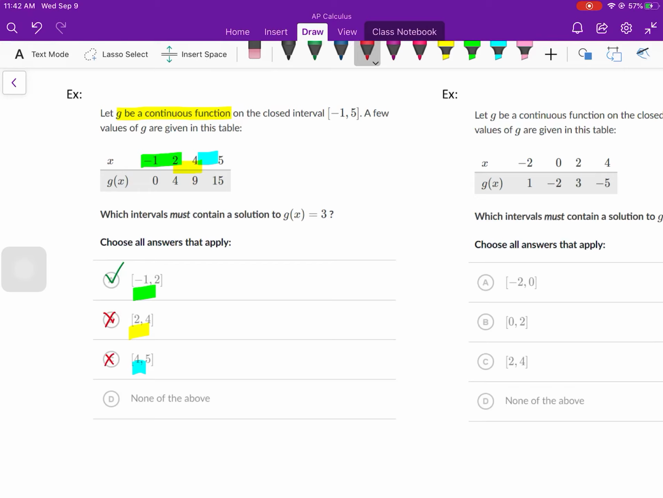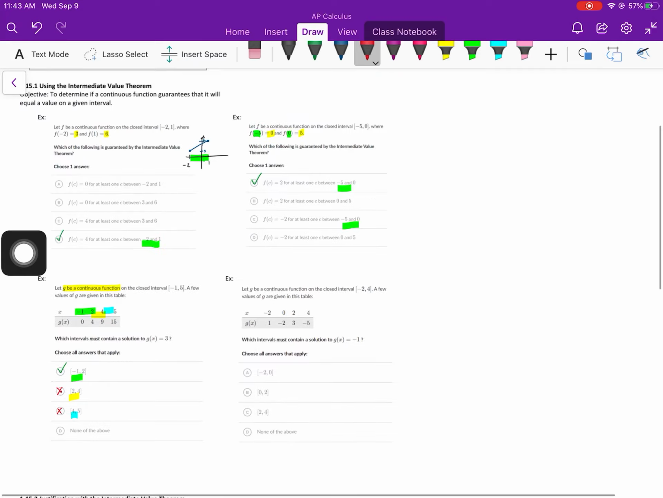So the only one we know for sure is that from -1 to 2, it's going to equal 3, because it has to go from 0 to 4, so it has to cross 3 at some point. And that's the idea of this assignment.